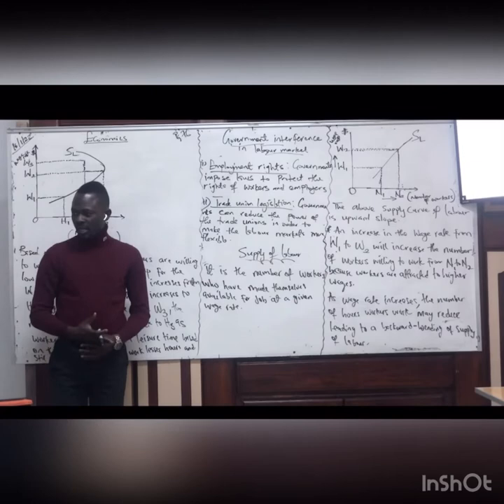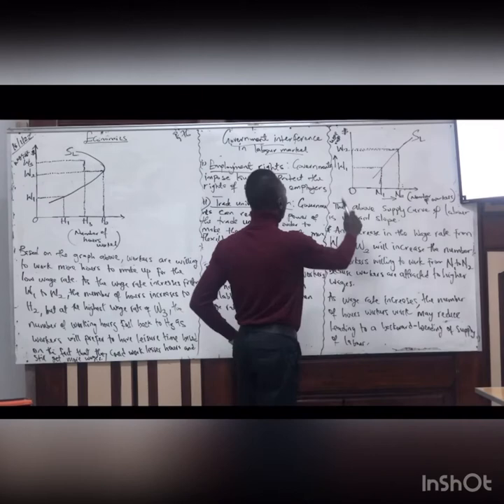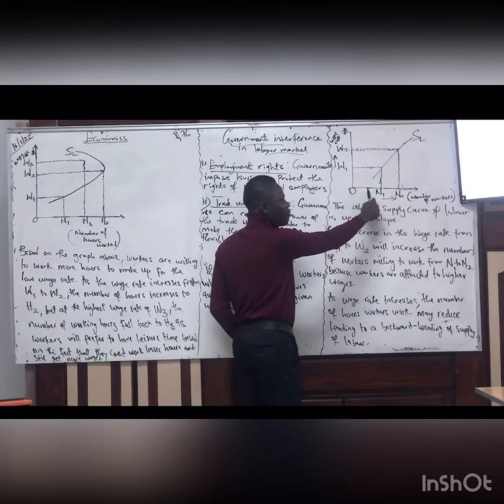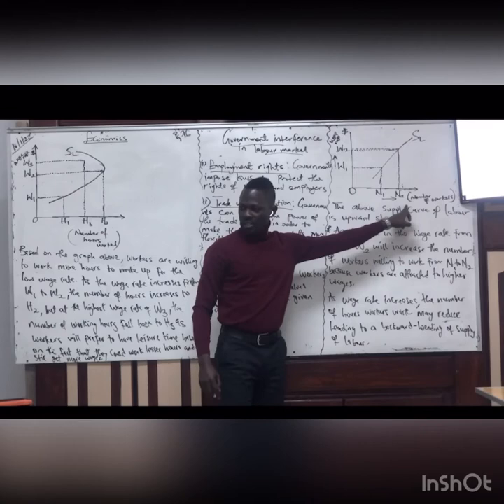Do you understand? The higher the wage rate, the higher the number of workers willing and able to work. Is it clear? So, look at the graph here. This is the supply curve, the labor supply curve. At W1, the number of workers available is N1. But as the wage rate increases from W1 to W2, the number of workers willing to work expands towards N2. Do we understand? So, the higher the wage rate, the higher the number of workers available for a job.